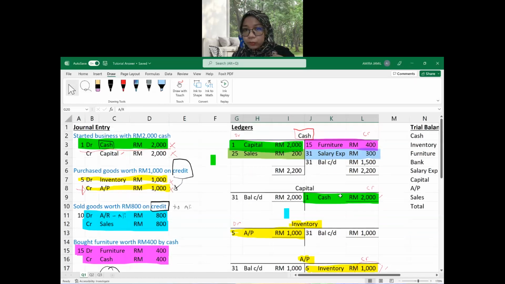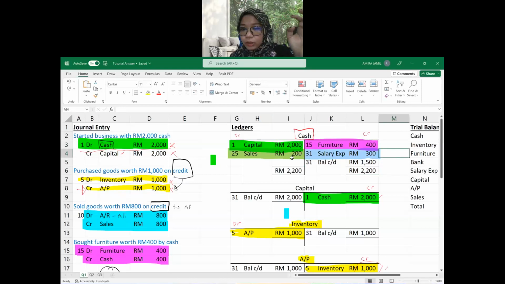Okay, once we transfer, kita kena balance off. Macam mana nak balance? Contohnya, di cash account ni, kita dah transfer semuanya kan? So, 2,000 plus 200. Okay, 2,000 plus 200 equals to 2,200. And then this one, 2,000 must be 2,200 is the balancing figure. Balancing figure is the largest of each side lah.